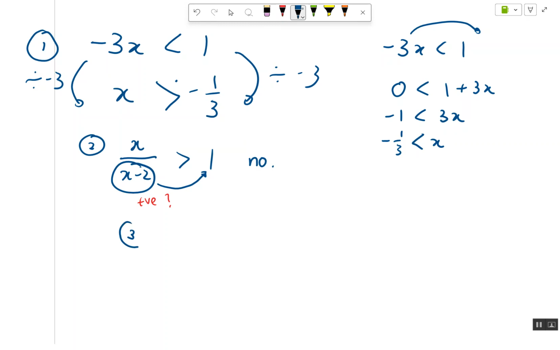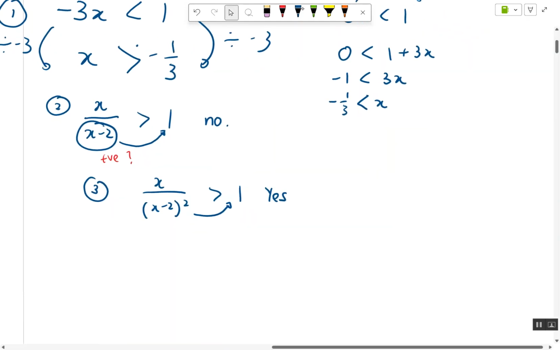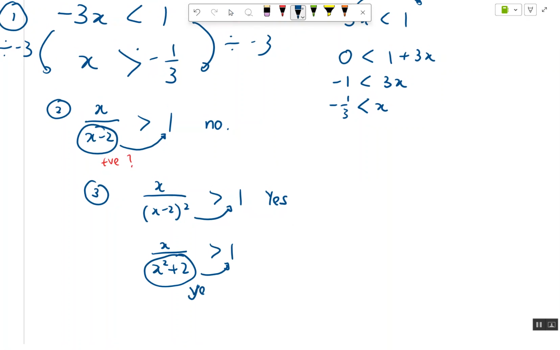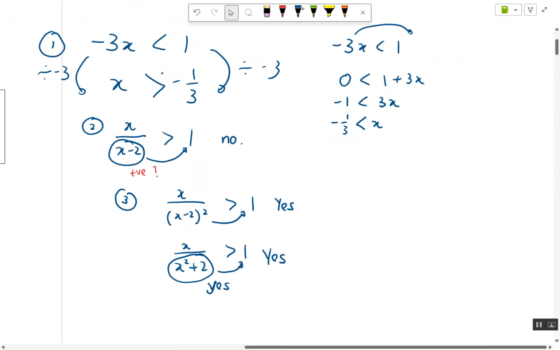Okay? But if you know that the denominator is positive, for example, x over (x minus 2) squared. This guy, a square number, is always positive. So can you cross multiply over here? Yes, you can, because (x minus 2) squared is positive. Even something like x over x squared plus 2 greater than 1. Is this positive? Yes, because x squared is positive, plus 2 is always positive. So you can cross multiply in this case. So do not cross multiply if you do not know whether the denominator is positive or not. You can only cross multiply when the denominator is positive. So that is the first basics you have to know in this chapter.